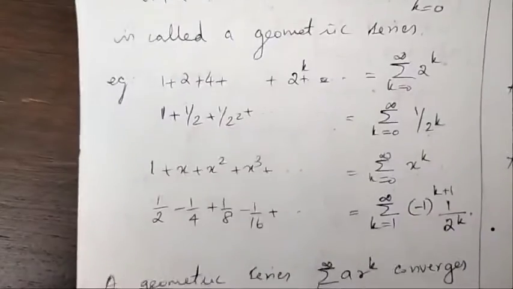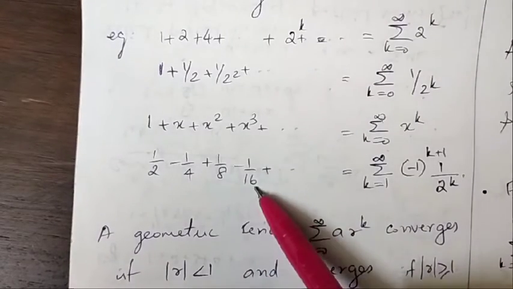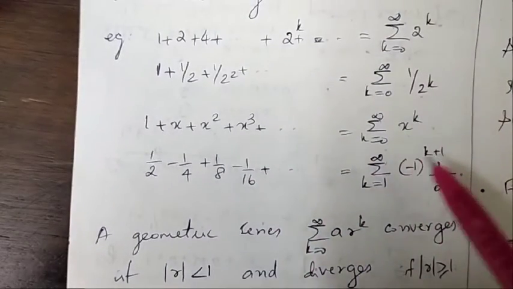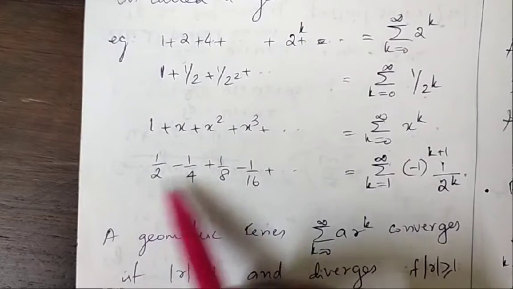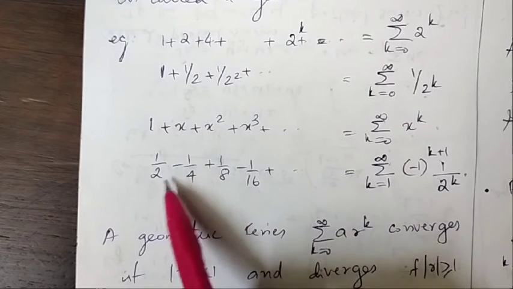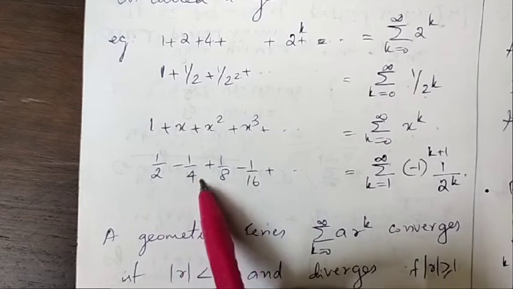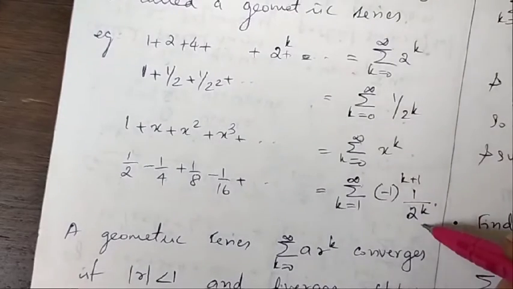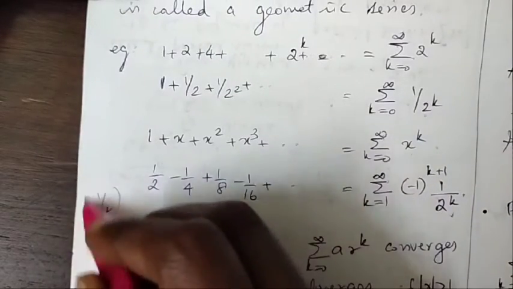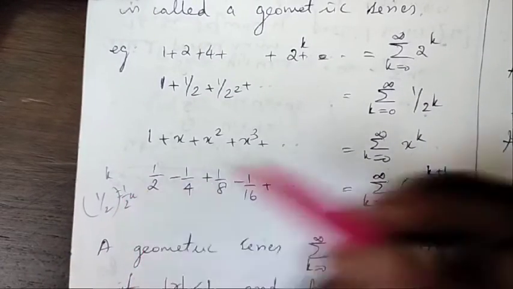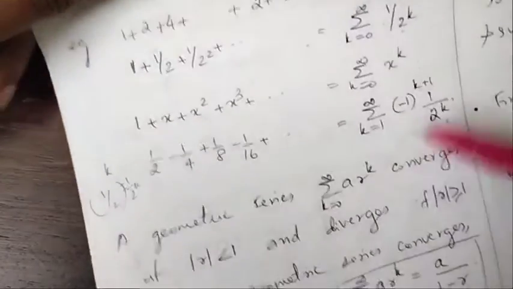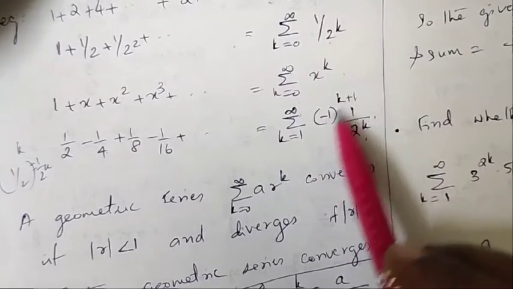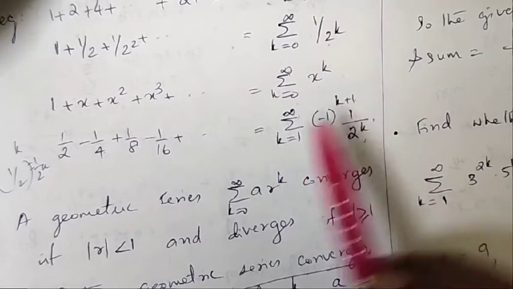Next, 1 by 2 minus 1 by 4 plus 1 by 8 minus 1 by 16. Here the negative sign is there alternately. So sigma k from 1: first term is 1 by 2, second term 1 by 4, 1 by 8, without taking the sign. So 1 by 2 into what is 1 by 4? 1 by 2. 1 by 4 into what is 1 by 8? It is again 1 by 2. So 1 by 2 is the ratio, so 1 by 2 raised to k. Alternating negative sign means sigma k from 1 to infinity minus 1 raised to k plus 1, times 1 by 2 raised to k. If it is k plus 1 then only we can write the first term as positive.